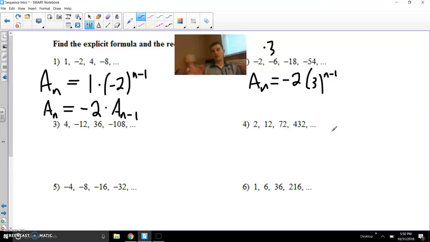So just like what we talked about in the notes, take the first number and write the ratio against it with multiplication, and then make the power n minus 1. Well, for recursive, it's like you're taking the previous term and multiplying it by 3. So if you had negative 2, you want the next term, multiply the previous term by 3. And so you do that over and over and over until you get all the numbers that you want in the sequence. So that would be an example of recursive.